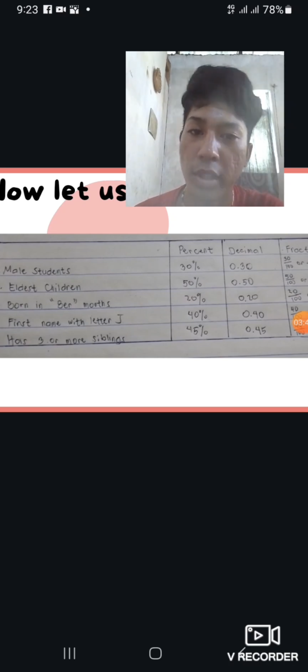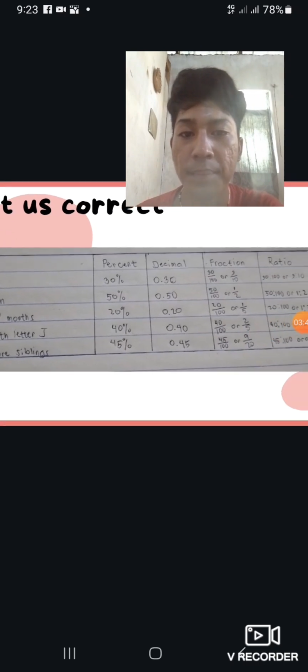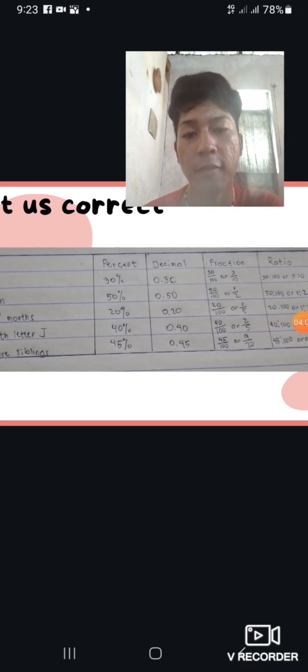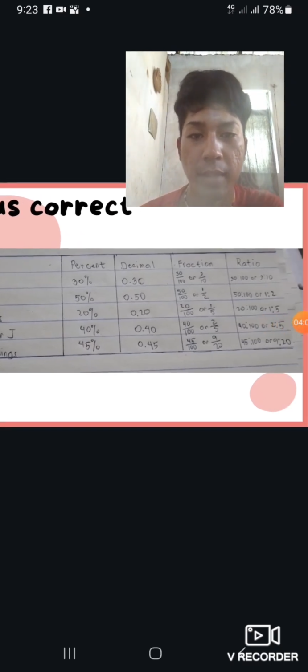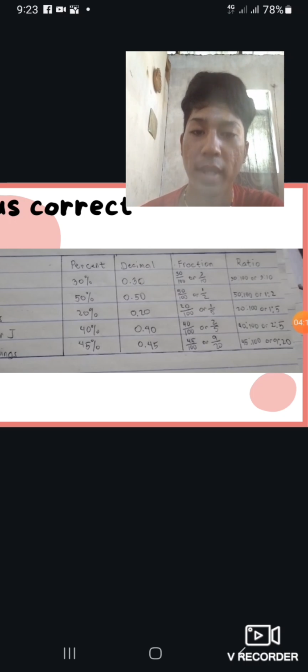20%. We copy the 20, put the decimal on the left side, and then 0. So it is converted to decimal. And then for the fraction, we copy the 20, and put the percent sign's value, 100. Express in simplest form. So we have 1/5. It is the same in the ratio: 20 is the first term, and the second term is 100, or 1 to 5.